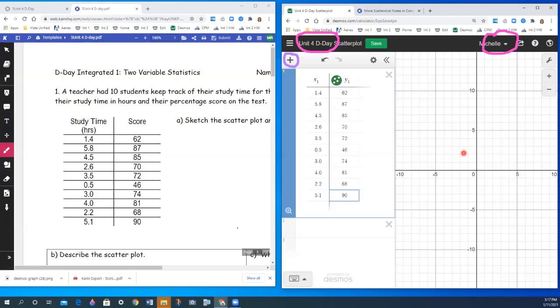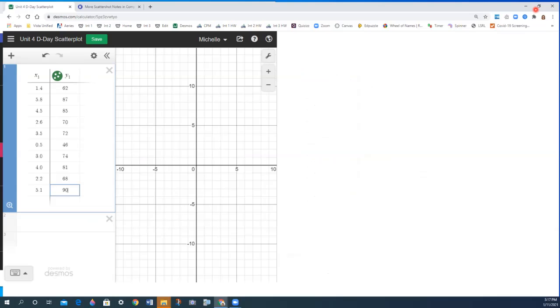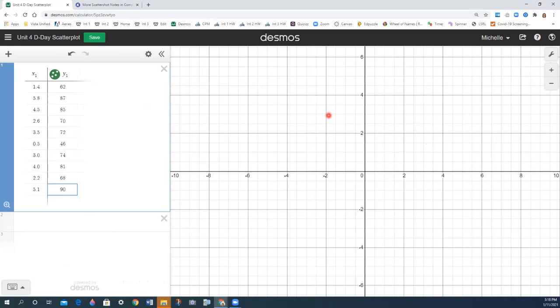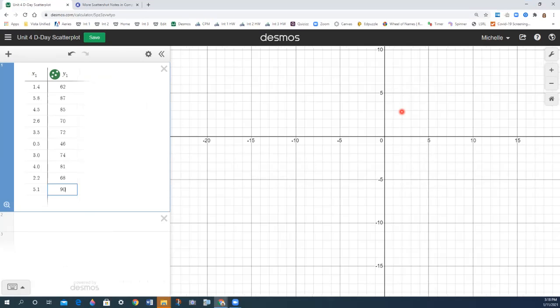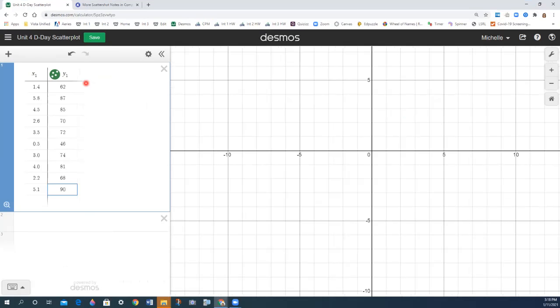Now you'll notice that I do not see my values here. Now I'm going to make this a bigger graph here. And again, I'm still not seeing it. And the reason is because I need to zoom in or out. Now the problem is my X's, basically I'm going from 0.5, which is my smallest, to 5.8. That's the most my X's move. My Y's though, 46 to, let's see, 90, okay?